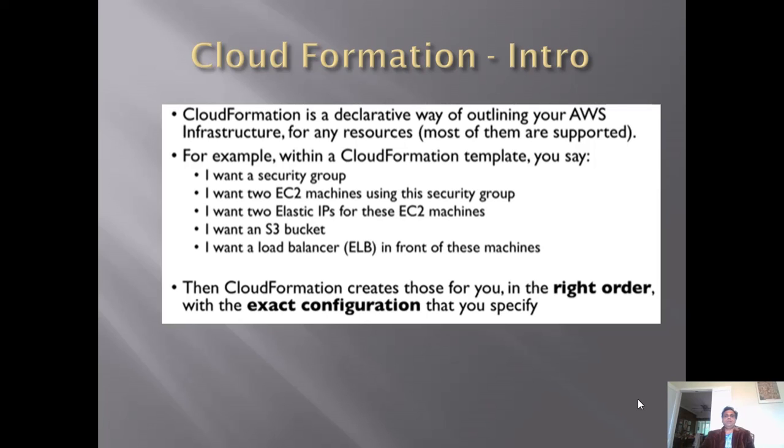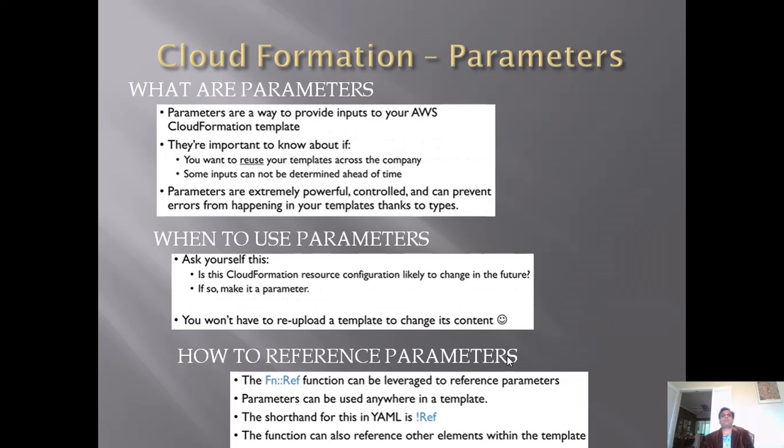So the intro is basically it's a declarative way of defining AWS resources. For example, if you want to have a security group, right? I want to have two of the EC2 machines, two of the Elastic IP. I want to have an S3 bucket, ELB, and whatnot, right? There are 224 AWS resources, and you could define it in a declarative way. Then CloudFormation creates those for you in the right order with the exact configuration that is specified. See, that is the power of the declarative way of creating the infrastructure, right?